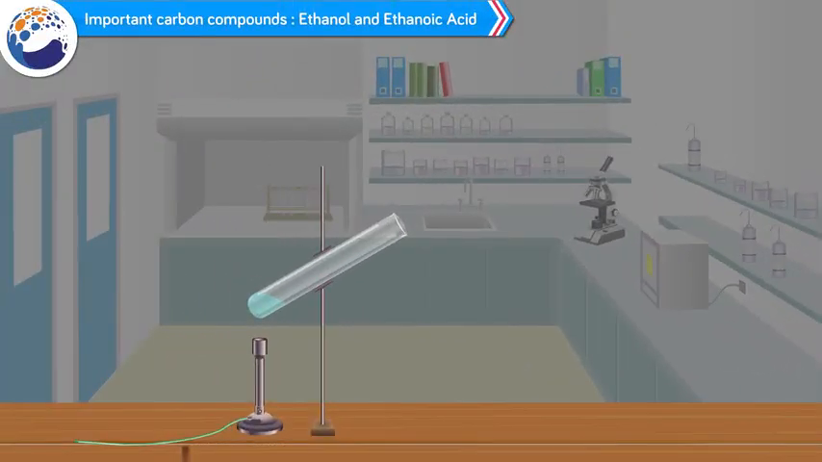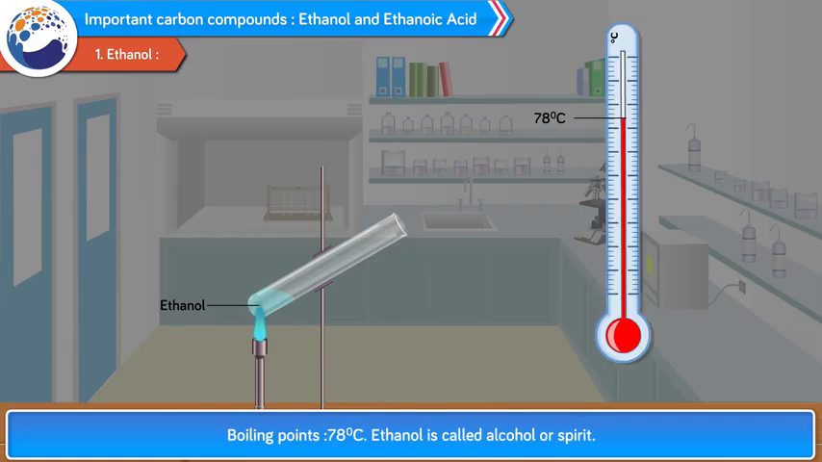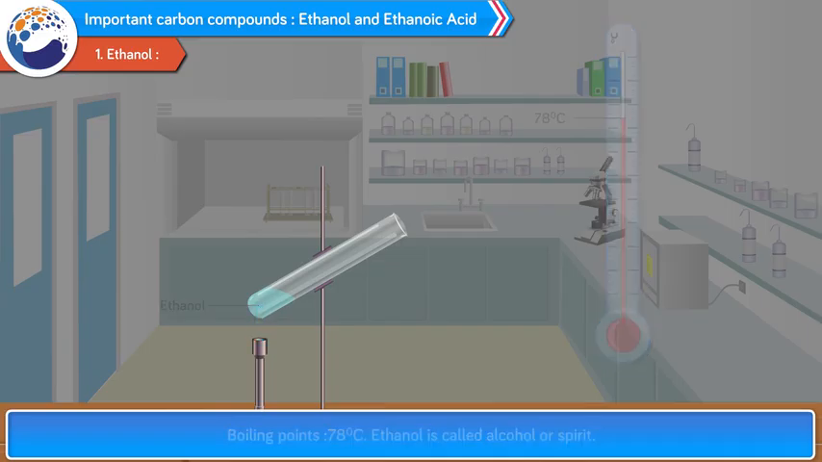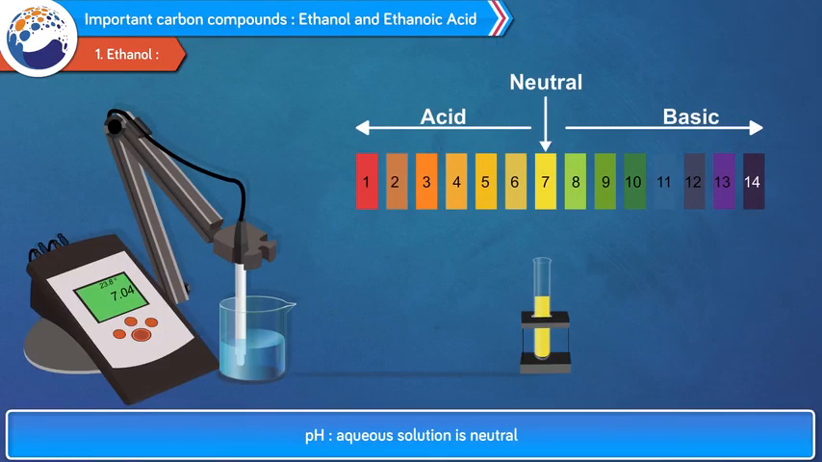Important carbon compounds: ethanol and ethanoic acid. 1. Ethanol. At room temperature, colorless ethanol is a liquid. Boiling point 78 degrees Celsius. Ethanol is called alcohol or spirit. Solubility: soluble in water. pH: aqueous solution is neutral.